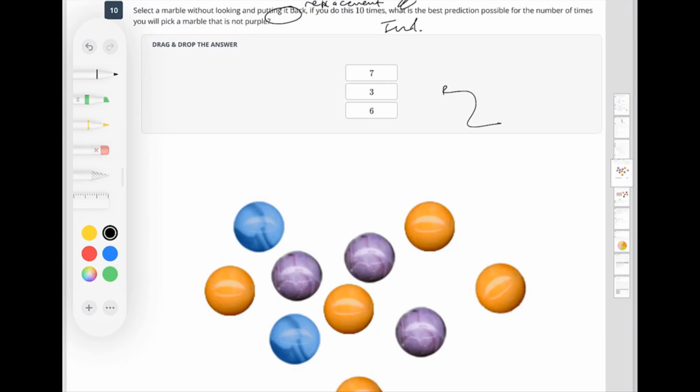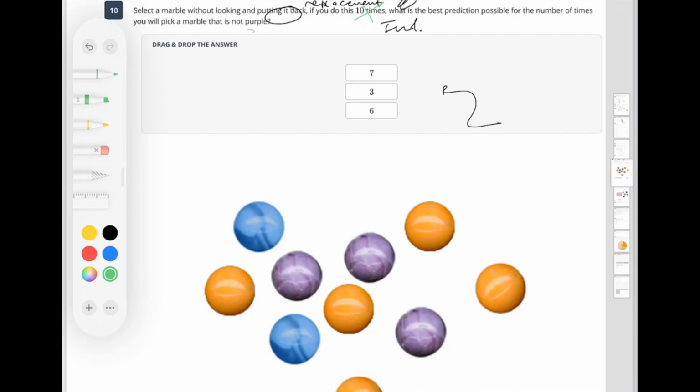So independent. That means when you pick the next marble, it doesn't affect the other. What is the best prediction possible for the number of times you will pick a marble that is not purple? Okay, so it doesn't really matter that you're doing this 10 times. Just the first time, because remember, if you keep putting the marble back, it kind of moves everything back to the original probability.